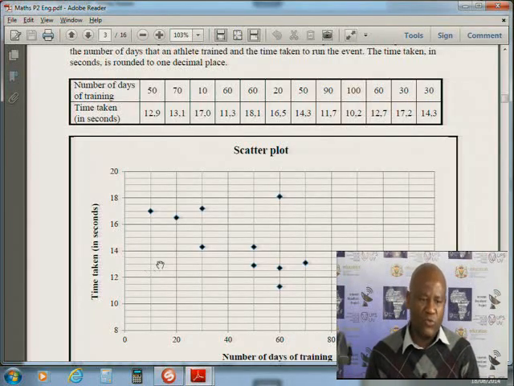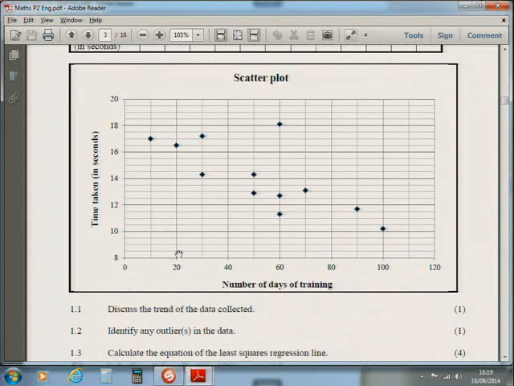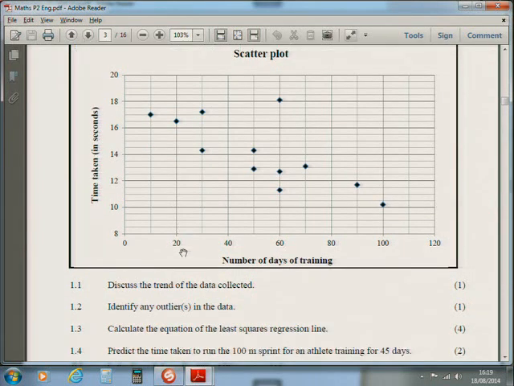Good. Let's go to the questions now. The first question says, discuss the trend of the data collected. We have talked a lot about it already. Discuss the trend of the data collected.